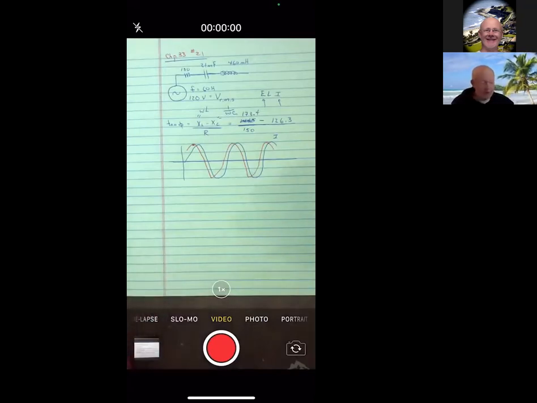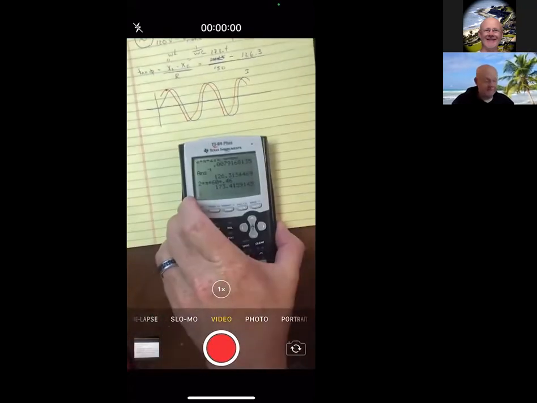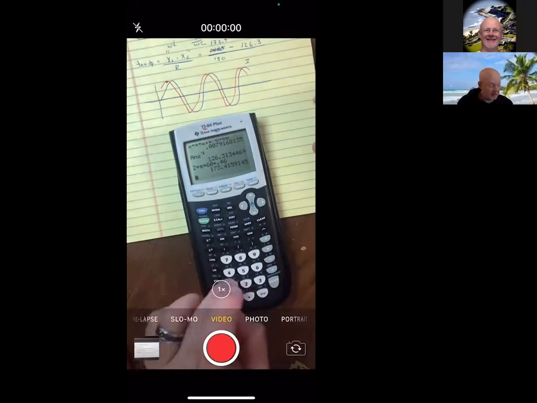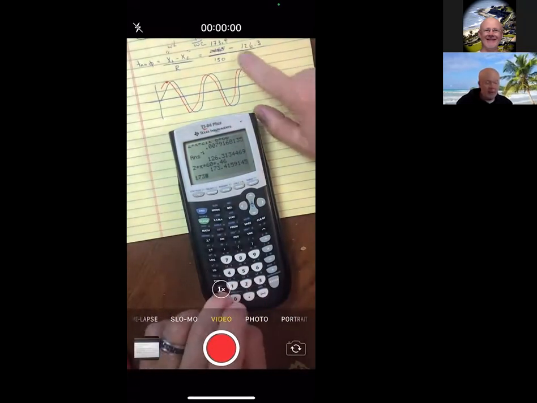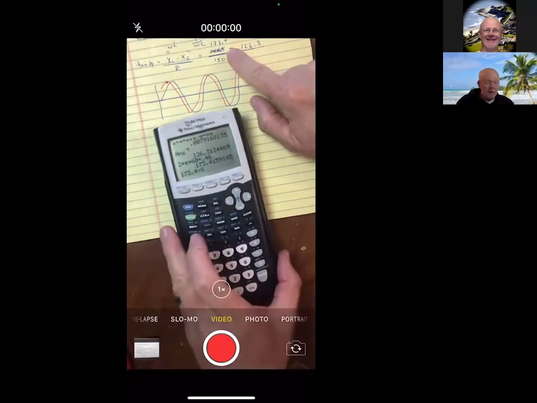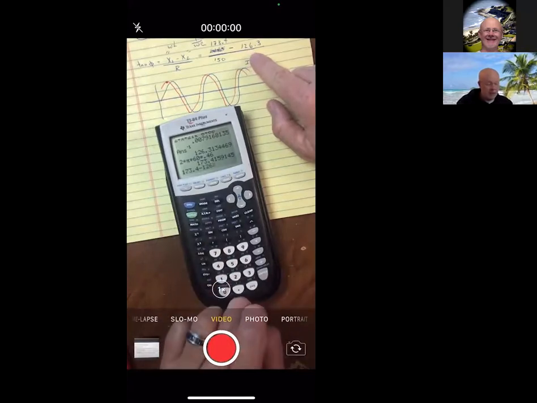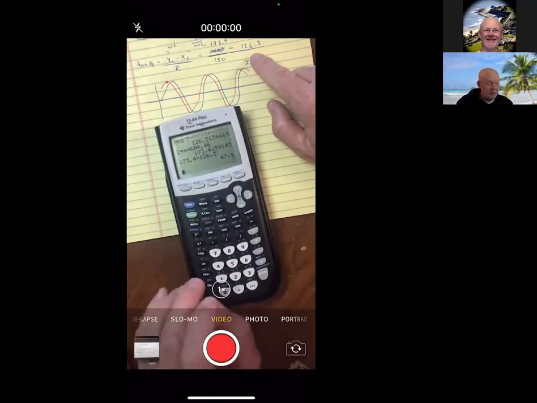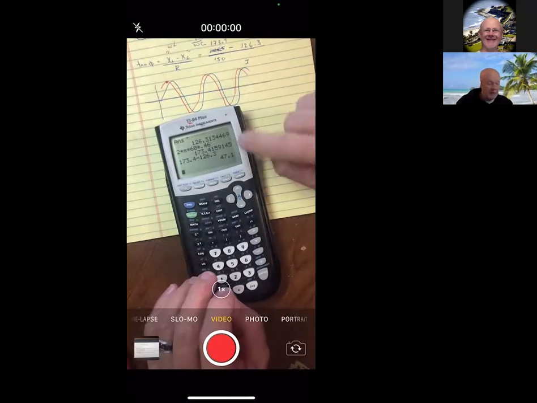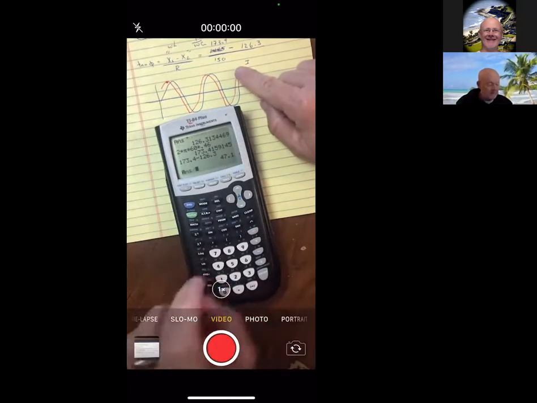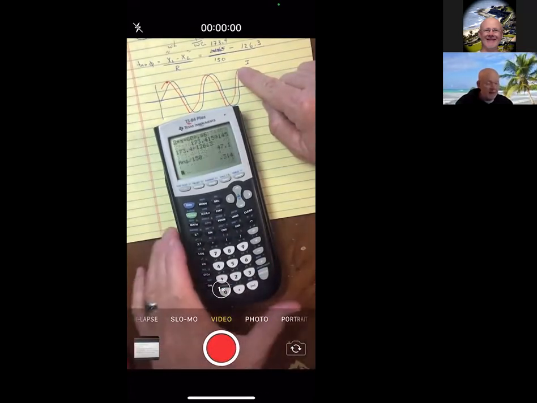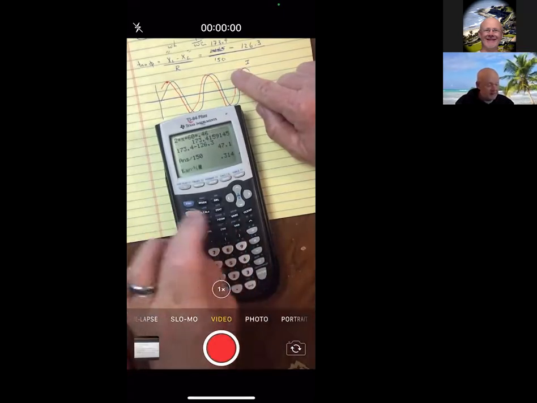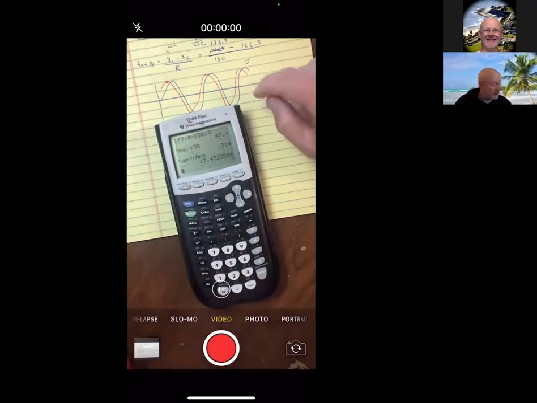All right, and so let's find out what that number is. So we've got 173.4 minus 126.3. Yes, it's 47.1. And then I divide that by 150 and take the inverse tangent.